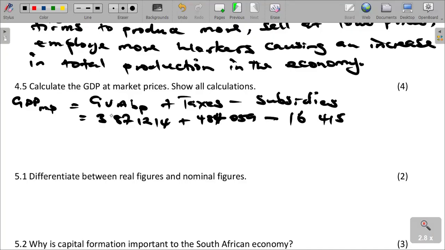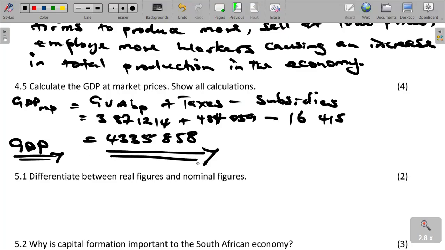When we do that, we can put it through the calculator. That will give you an amount of 4,335,858. So we are saying our GDP at market price is given by those figures.